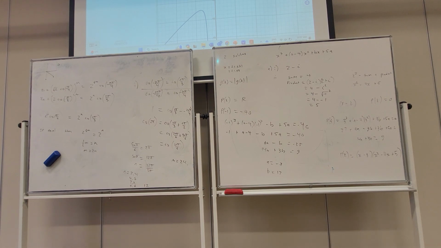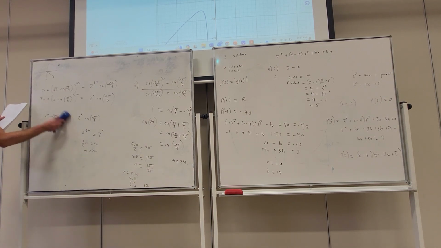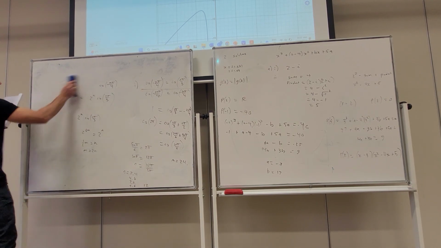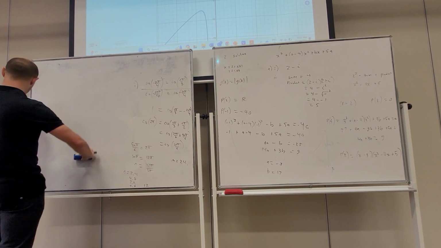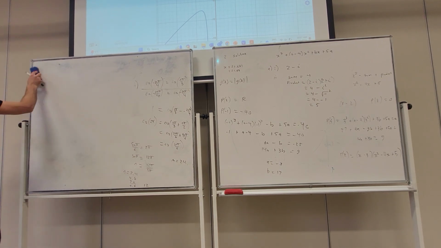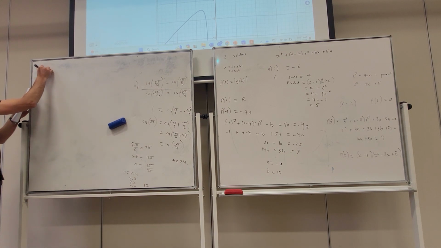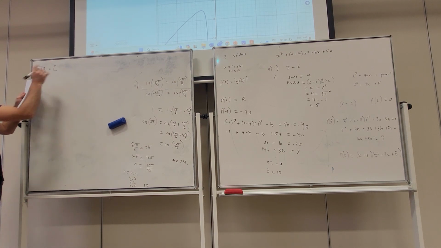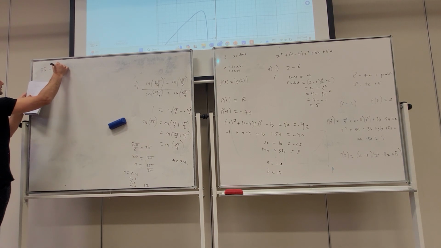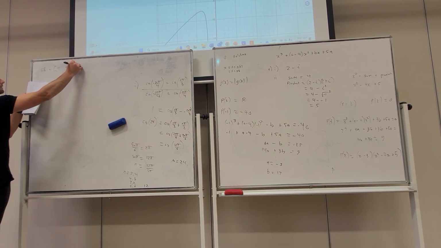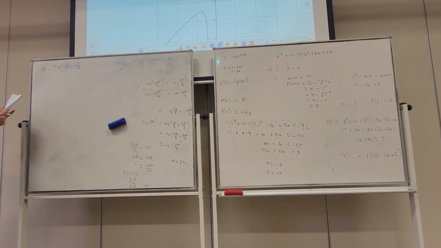So we have points A, B, and C forming a triangle. Find vector AB. So the vector from A to B is going to be the coordinates of B take the coordinates of A. So 5 take 1, 4 take 0, 0 take 4. Find AB cross AC.